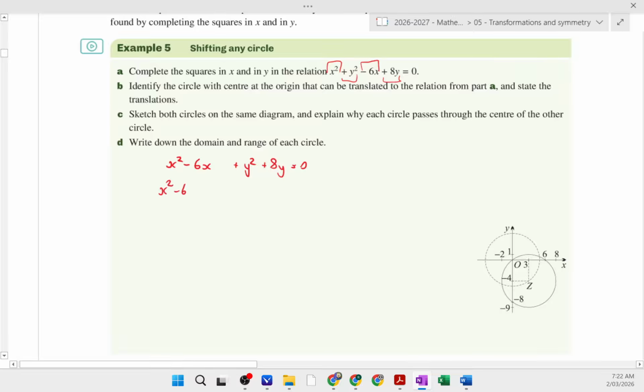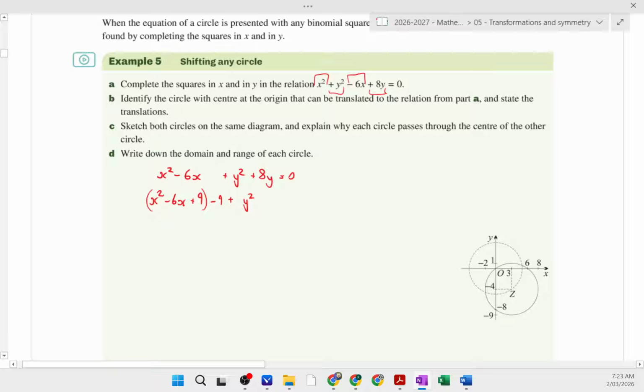x squared minus 6x: halve it, square it, and subtract it. So we've got 6x, so half of that is minus 3, square is plus 9. Now we've got to subtract the 9 straight away. I'll just put brackets around that, so I've got my perfect square. And then the next one, I've got y squared plus 8y. So I'm going to halve it and square it. That would be plus 4y plus 16. And I'm going to subtract the 16 again. And once again, I'll put my brackets around so I know that we've got my perfect square.